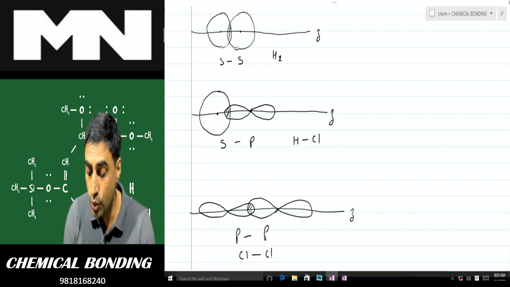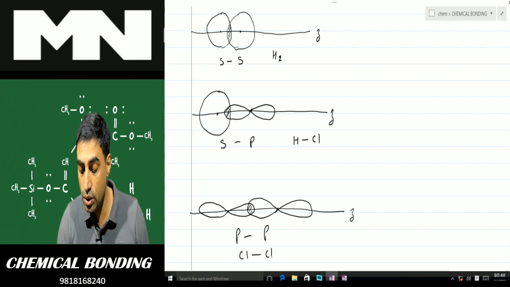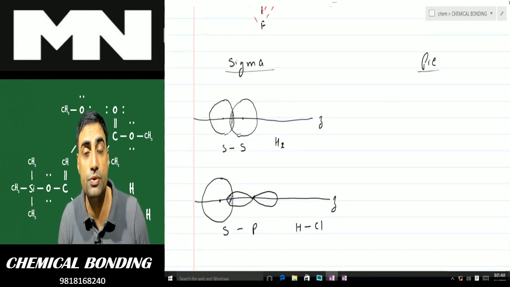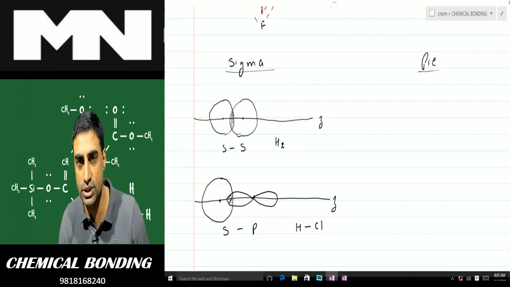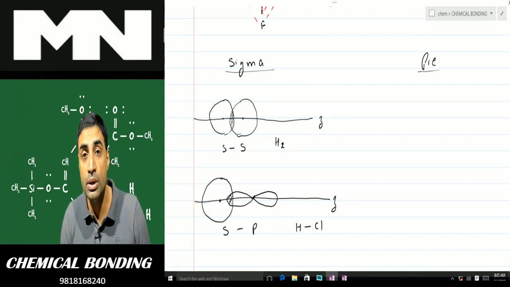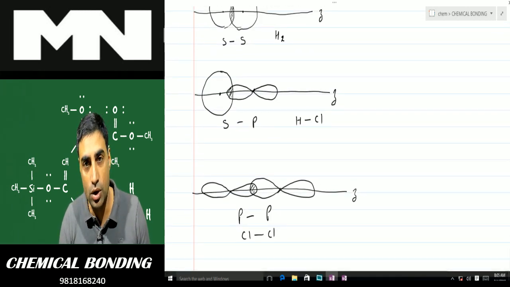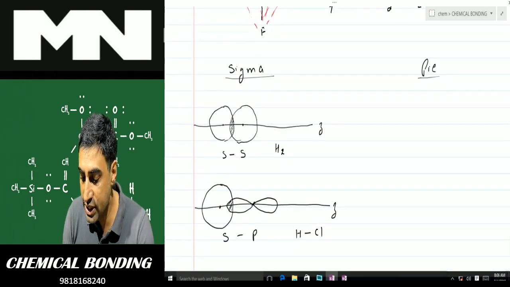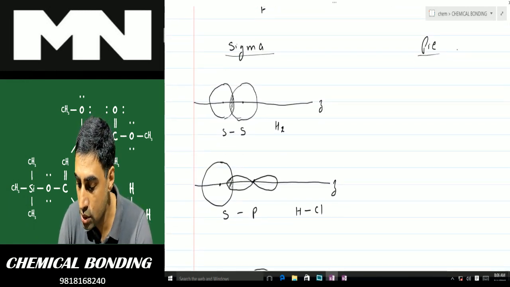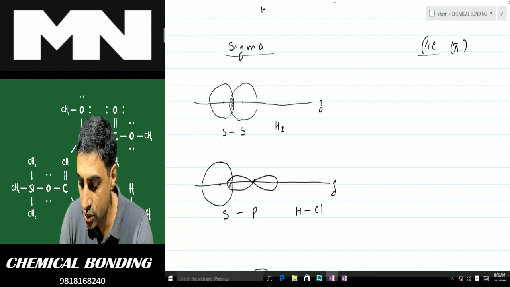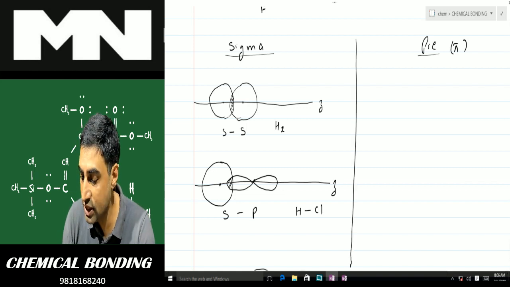So we saw what is common in sigma bond. In all these sigma bonds, you have seen that the bond is formed on the internuclear axis, on the axis which is joining the two nuclei of two different atoms. Sigma bond can be formed between s-s, s-p and p-p orbitals. Now we'll see a pi bond. What is a pi bond? Let us have a look at that.